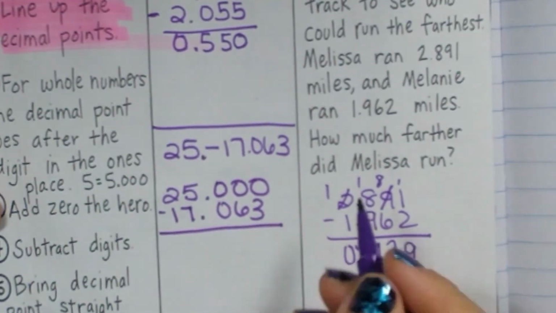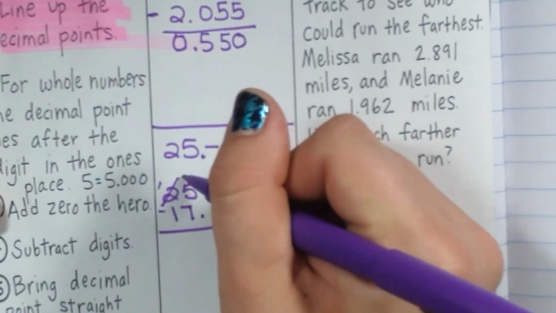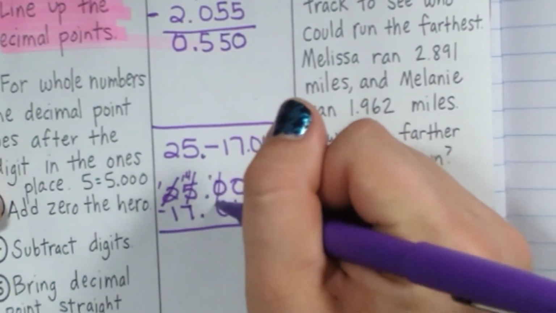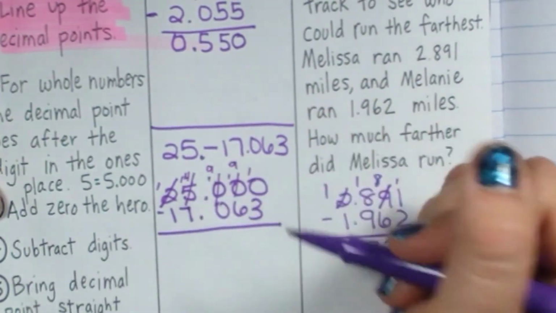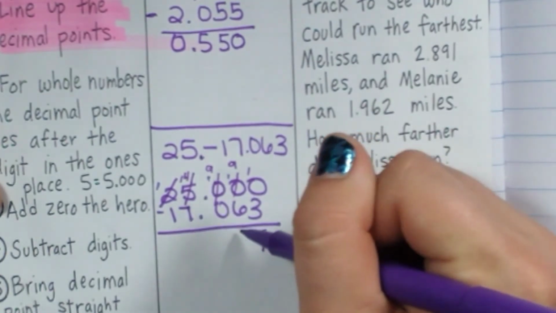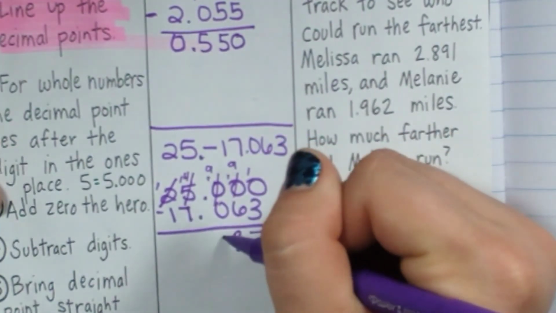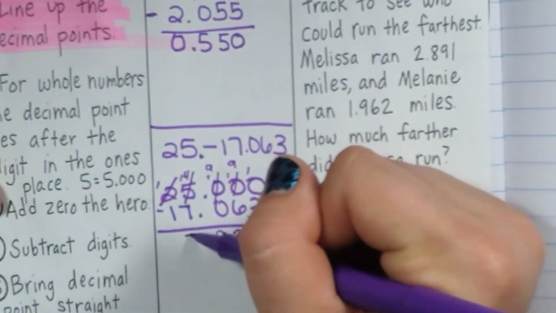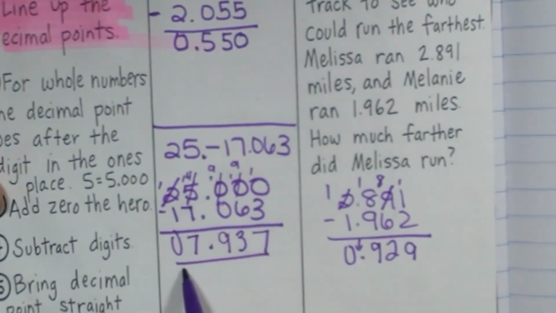and subtract. So I have to go all the way over here and borrow, and then my neighbor has to borrow some. We have a lot of borrowing going on here. So 10 minus 3 is 7, 9 minus 6 is 3, 9 minus 0 is 9. Bring down the decimal. 14 minus 7 is 7, and 1 minus 1 is 0. So that would be our answer.